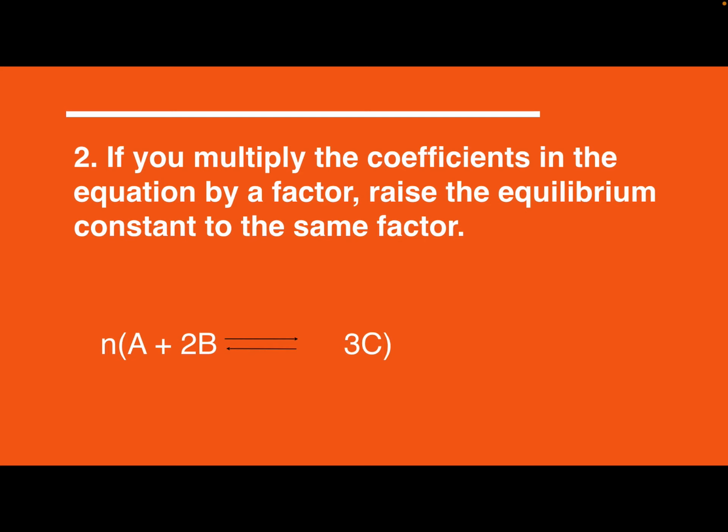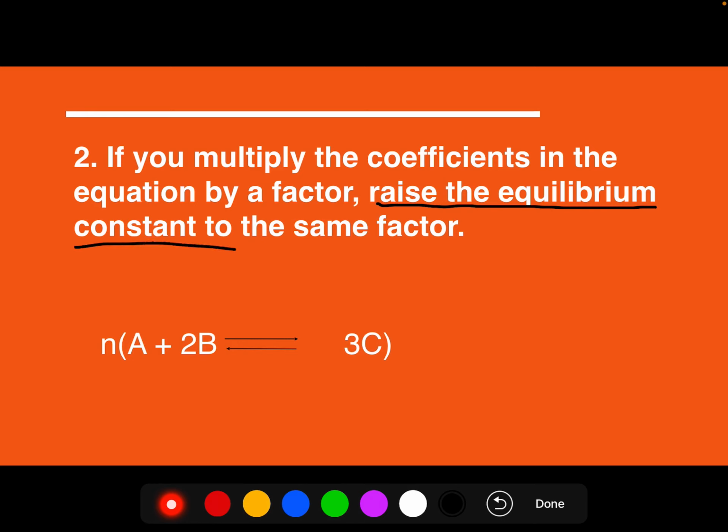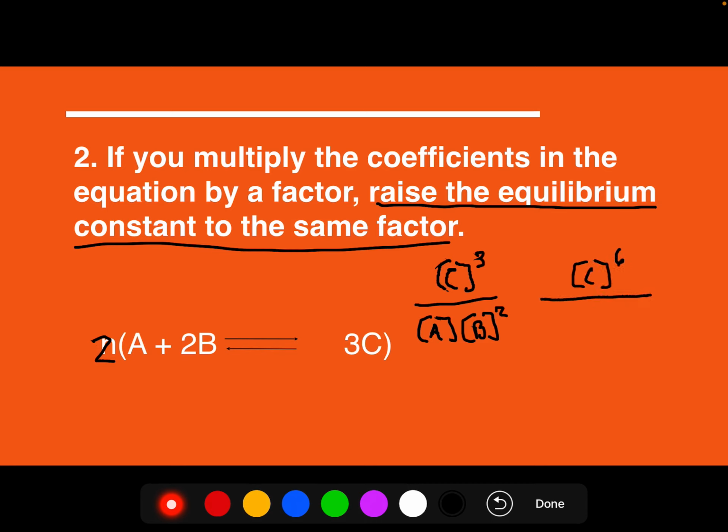Number two, if you multiply the coefficients in the equation by a factor, raise the equilibrium constant to the same factor. So the original equation would be C cubed over A times B squared. Let's say that we multiply the whole thing by 2. That means now C is raised to the 6th power, A is squared, and B is to the 4th.